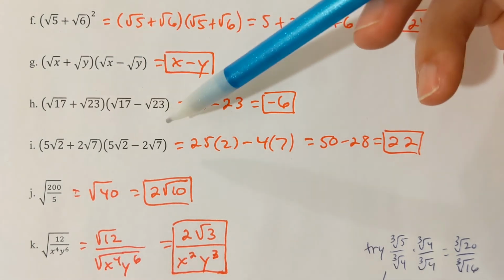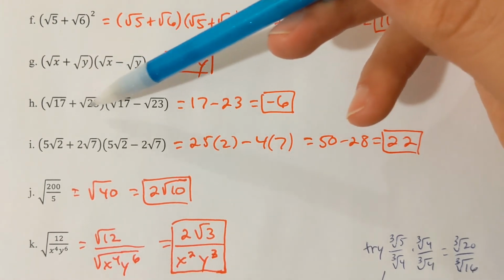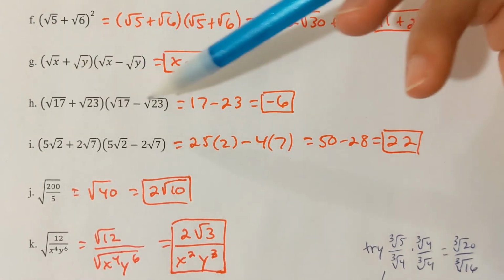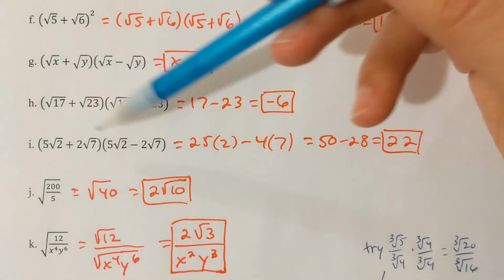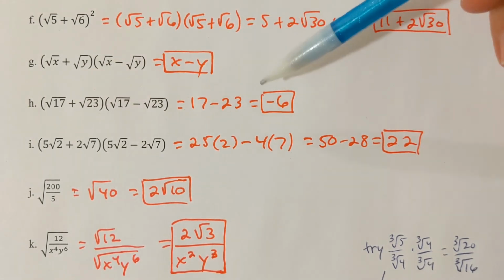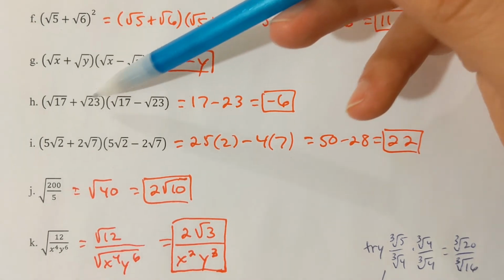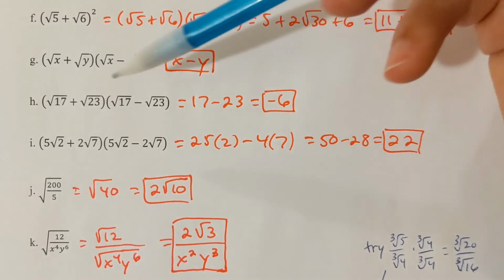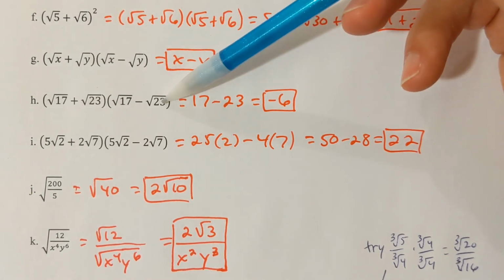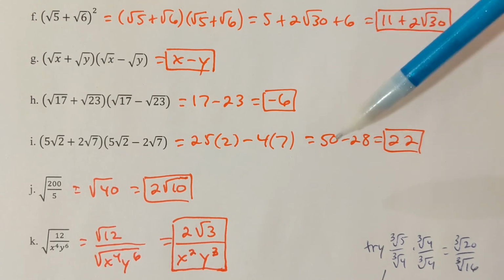Okay, now here'd be an application of that. In this problem, x is 17, y is 23. The signs alternate. So this would still be a FOIL it out type deal, right? Root 17 times root 17 is 17. The middle term is going to go to 0. Positive times negative is negative. Square root of 23 times the square root of 23 is 23. And so I just get 17 minus 23 is negative 6.